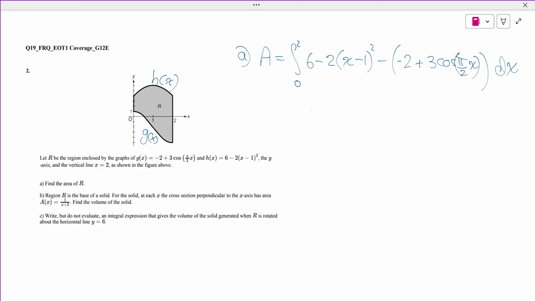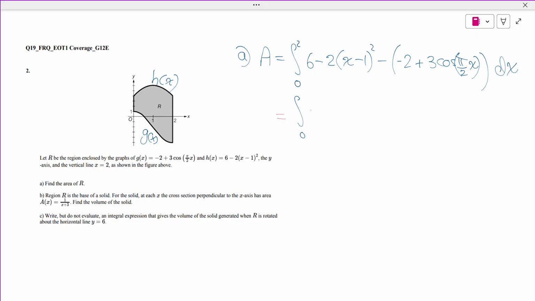Okay, so let's evaluate this integral. Well, we have x minus 1 all squared and we have cos of pi over 2x. For both of them, we may use the u substitution method, okay? However, we can just do it directly. I mean, if we are good enough, we can use the u substitution mentally. So it will result in this. So the integral from 0 to 2.